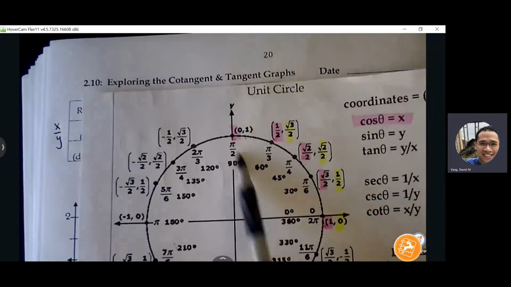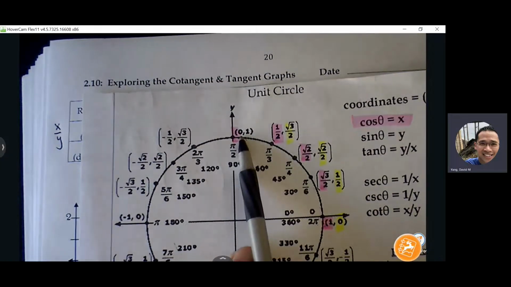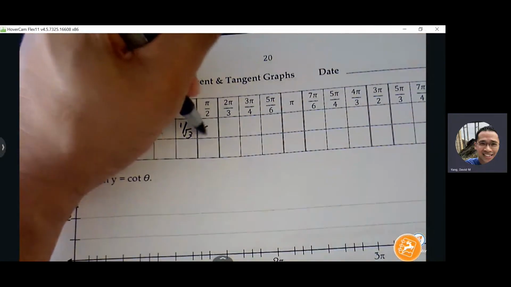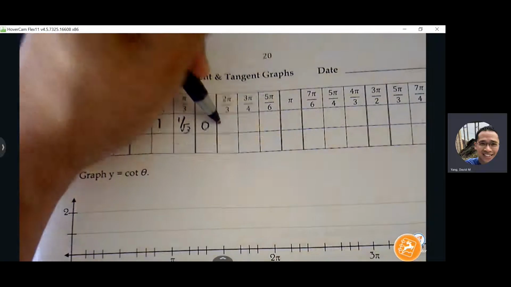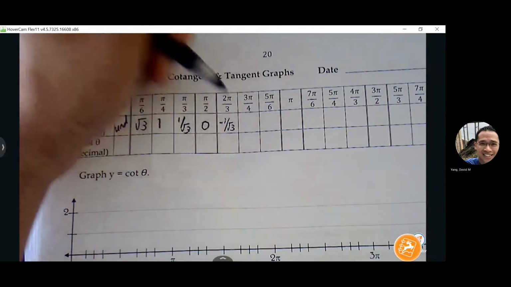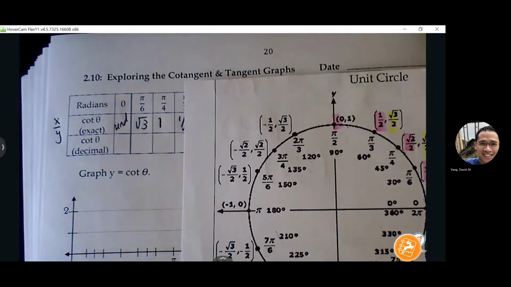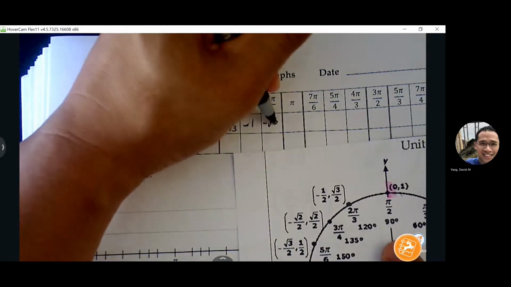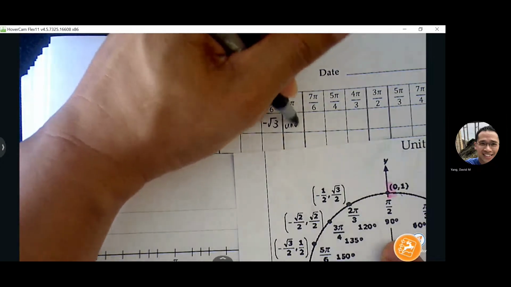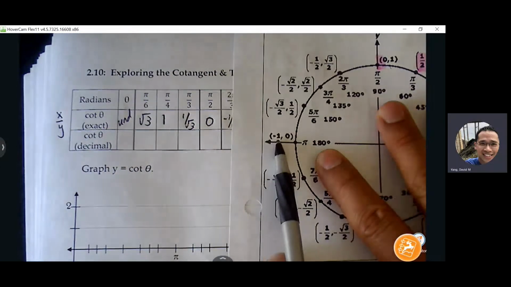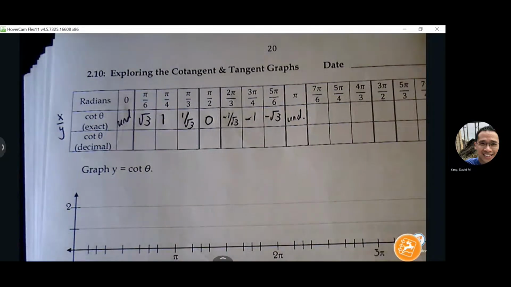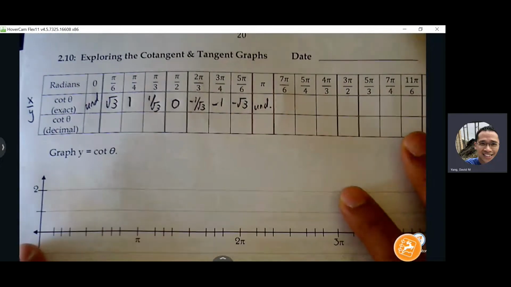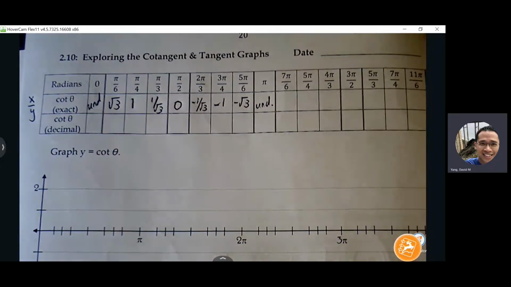Okay, pi over 2. What's x over y going to be? 0. Yep, 0 over 1 is 0. Okay, just going down the line, right? Negative 1 over root 3. Negative 1. Pi is also undefined, right? X over y. Okay, after this, things will just kind of repeat itself. So I'm just going to fill this in here.